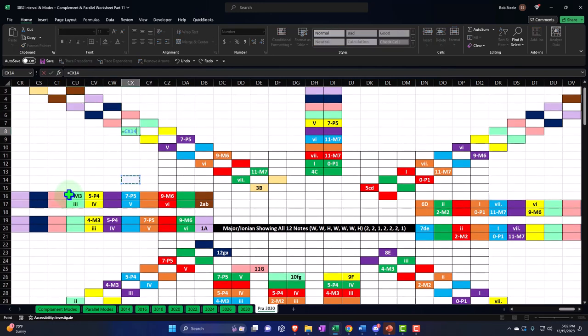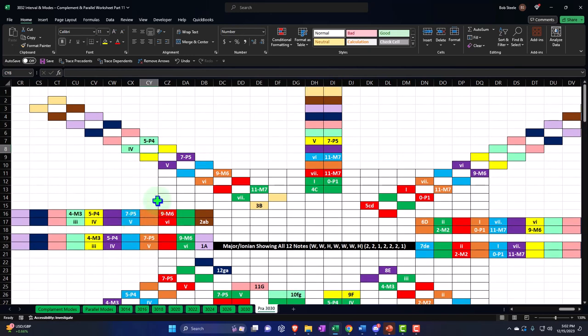So now we're gonna say this is the four, and it's gonna be a perfect fourth. And then we're gonna say four to the five is a whole step, so we skip this one, whole step over here. There's the five, and that's gonna be the perfect fifth. The five to the six is a whole step. Here's the six, it's gonna be the major six, nine notes away.